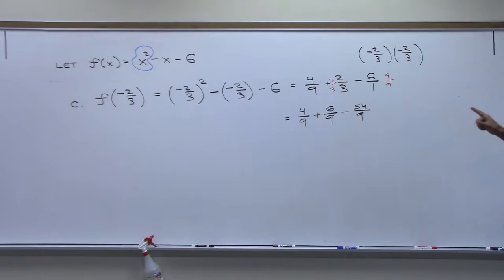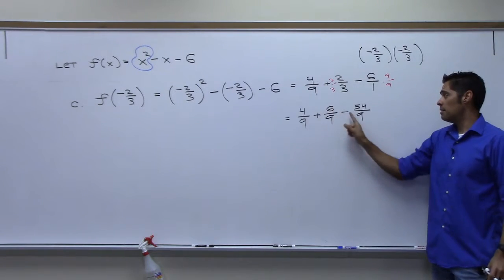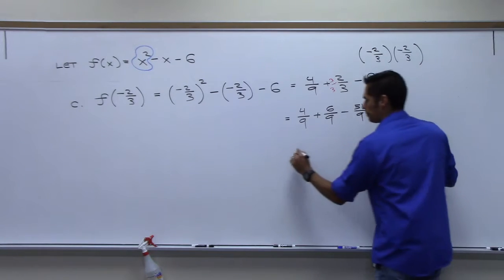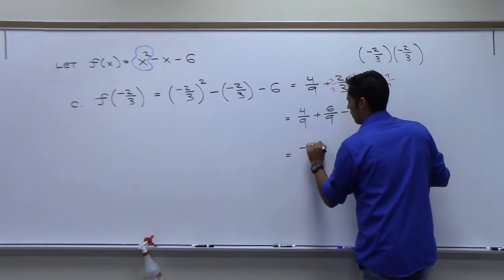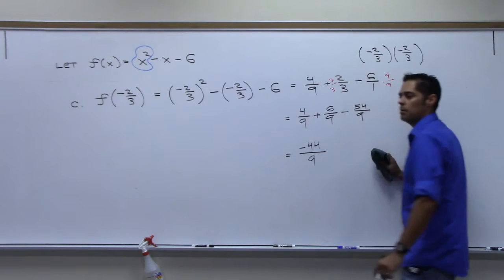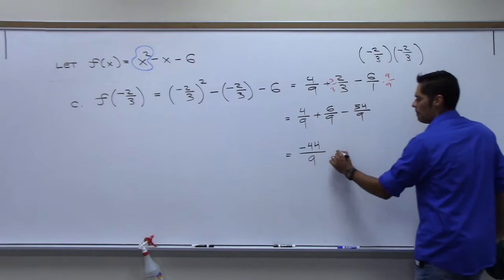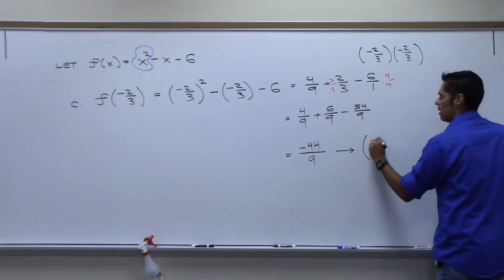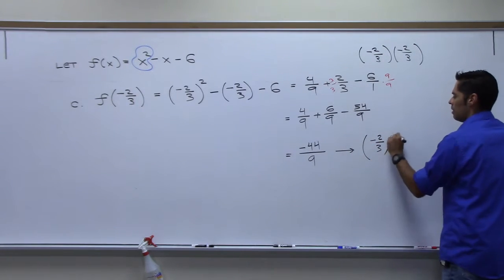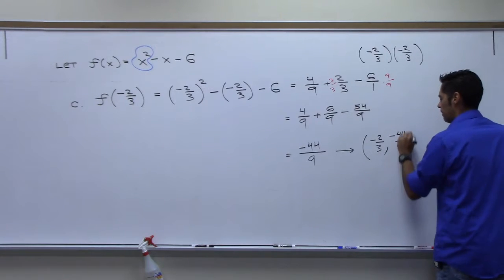6 plus 4 is 10. Take away 54. -44/9. That's it. That's the answer, unless you can simplify that. I don't think anything goes in there. So that's good. So written as an ordered pair, -2/3 and -44/9.